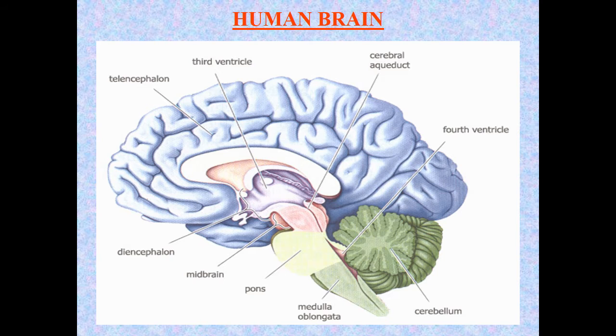Now this is the simplified structure of the human brain. Remember beta, the diagram of the human brain is asked many times in the final board exams also. So you have to learn this diagram too.